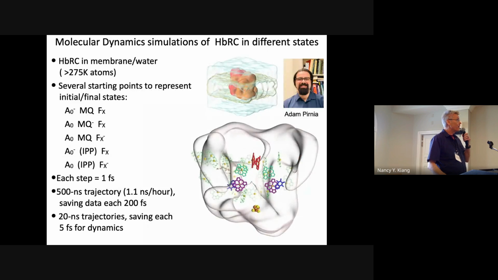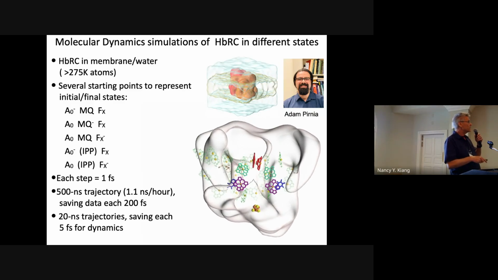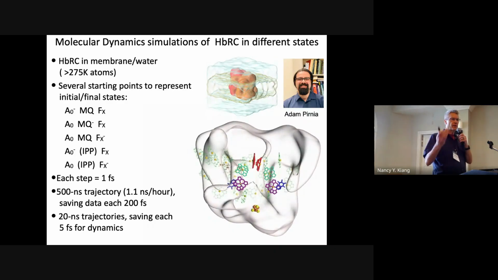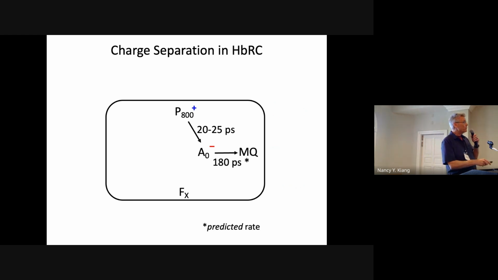Okay, so Adam did a bunch of molecular dynamics simulations with different cofactors and different redox states, providing the frames that were the grist of the mill for all the quantum mechanical calculations that he and Dmitry Matyushov did. So here's the simplified picture. Charge separation occurs in about 20 picoseconds to the chlorophyll, which I'm calling A0, by analogy to PS1. And then subsequently in about 600 to 750 picoseconds to FX. But if the quinone were there, the rate to that is predicted to be about 4 times faster. So it would pretty much always reduce the quinone.